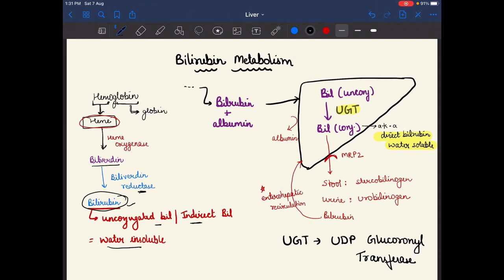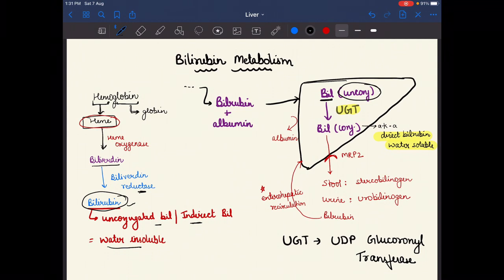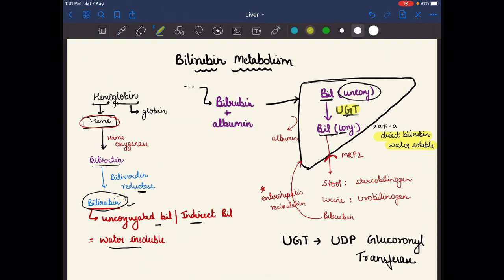Now this bilirubin is combined with albumin and transported into the liver. This bilirubin is in the unconjugated form. In the liver, bilirubin is converted from the unconjugated form into the conjugated form with the help of UGT. UGT stands for UDP glucuronosyltransferase.